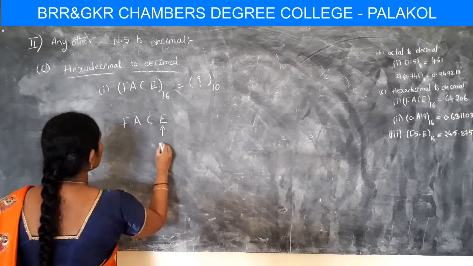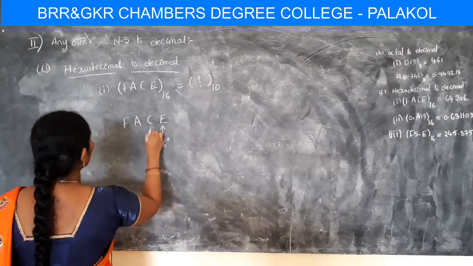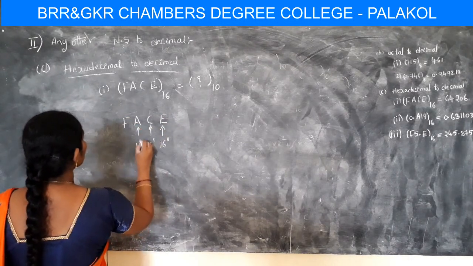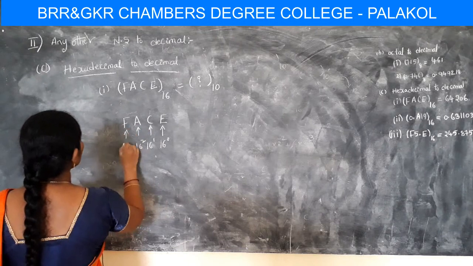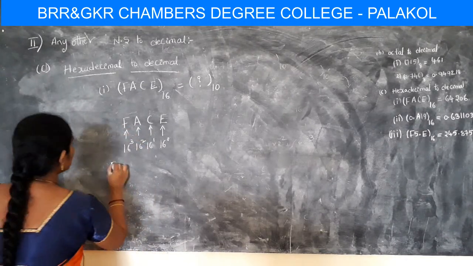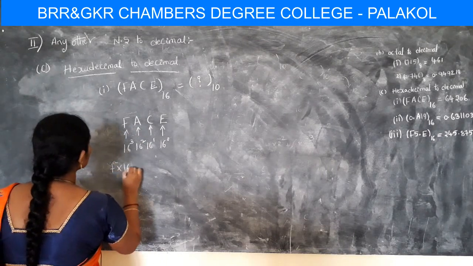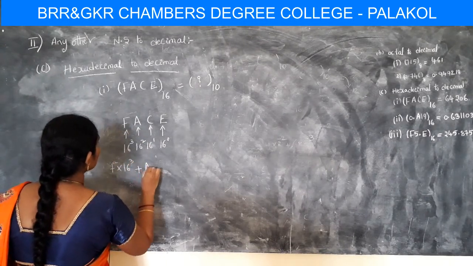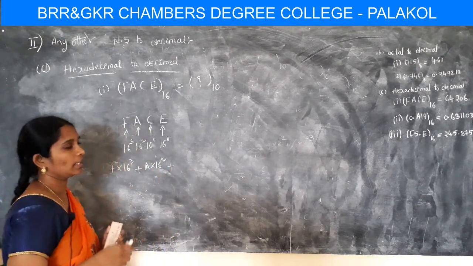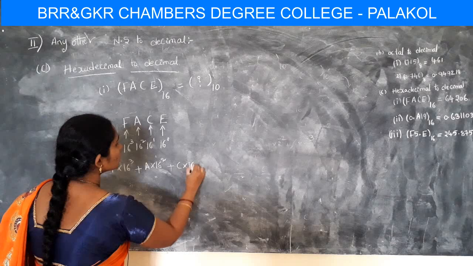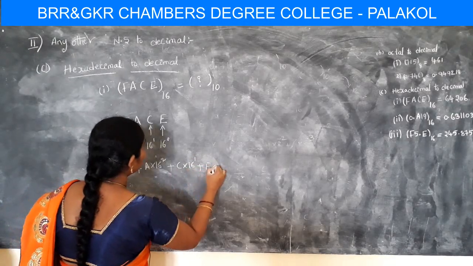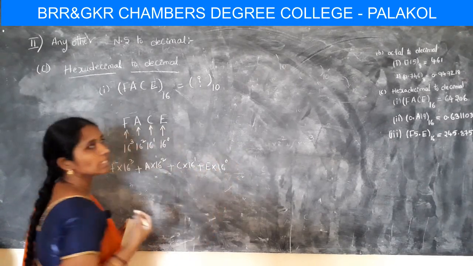So here this is 16 power 0, 16 power 1, 16 power 2 and 16 power 3. And how to write this? This is F into 16 cube plus A into 16 square plus C into 16 power 1 plus E into 16 power 0.